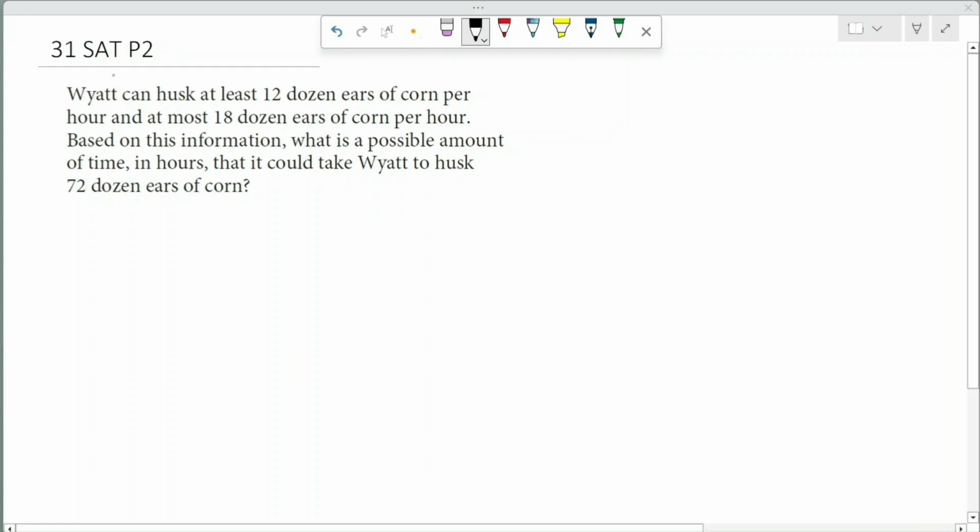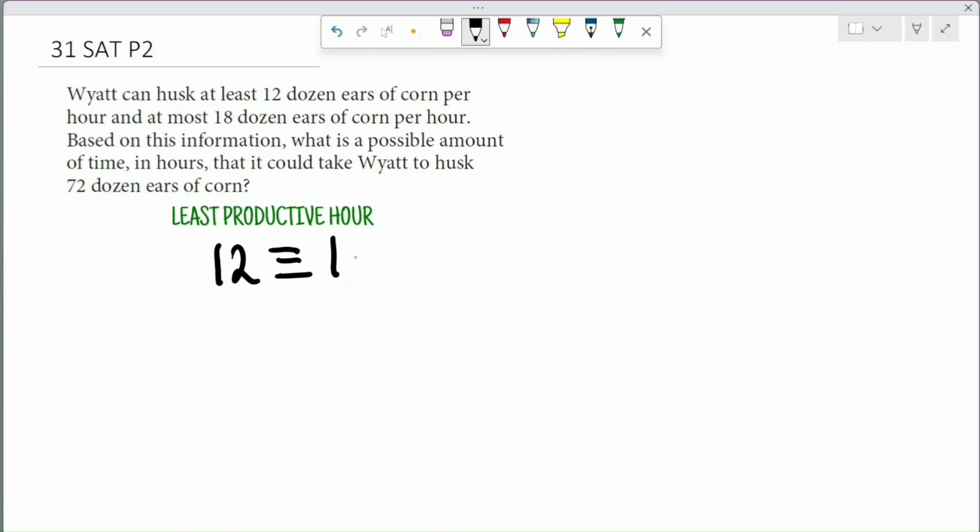Let's go back to the first sentence. We have Wyatt can husk at least 12 dozen ears of corn per hour. At least 12 dozen. That means we can say at his least productive hour, he can do 12 dozen ears of corn. Let's just write that out. We have 12 dozen ears of corn is equivalent to 1 hour at his least productive hour.